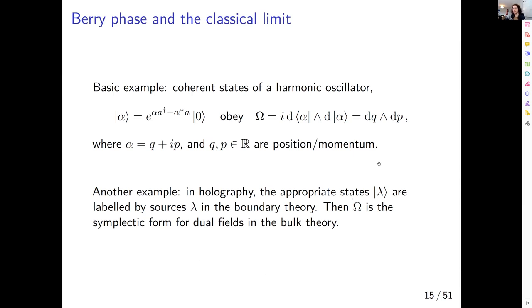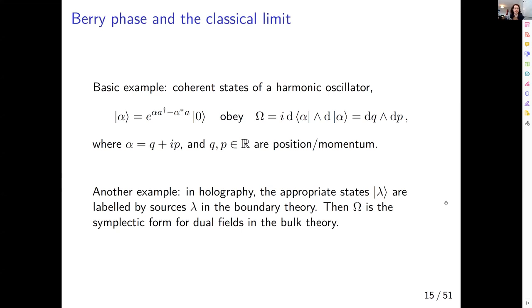And then if we compute the Berry curvature for them, you can use saddle point path integral calculations to show that the Berry curvature is the symplectic form for the bulk fields. So this sort of motivates my claim that the Berry curvature gives you the symplectic form. These are two relevant examples.